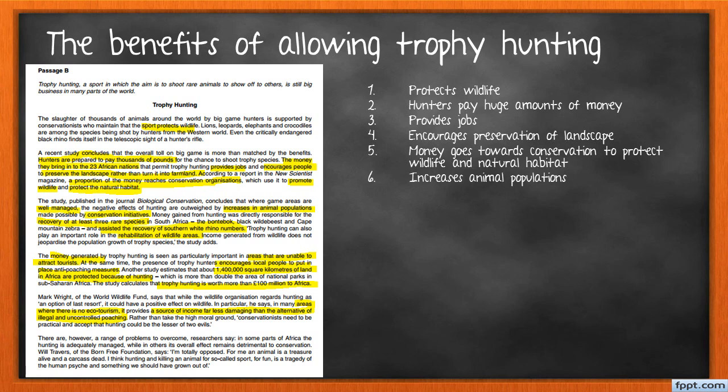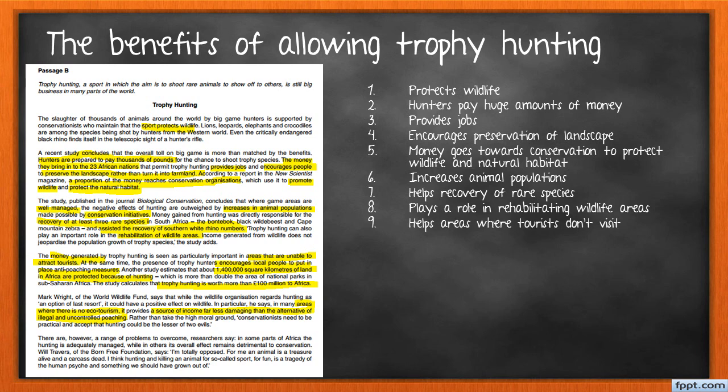And then I'm moving on to the next paragraph, where I've picked out that it increases animal populations. Notice also I'm not picking out everything I've highlighted because I don't want to be too repetitive, and some of those points don't actually make sense unless you've got the rest of the highlighting with it. Then my next point, it helps the recovery of rare species. It plays a role in rehabilitating wildlife areas, which is the end bit of highlighting in that paragraph.